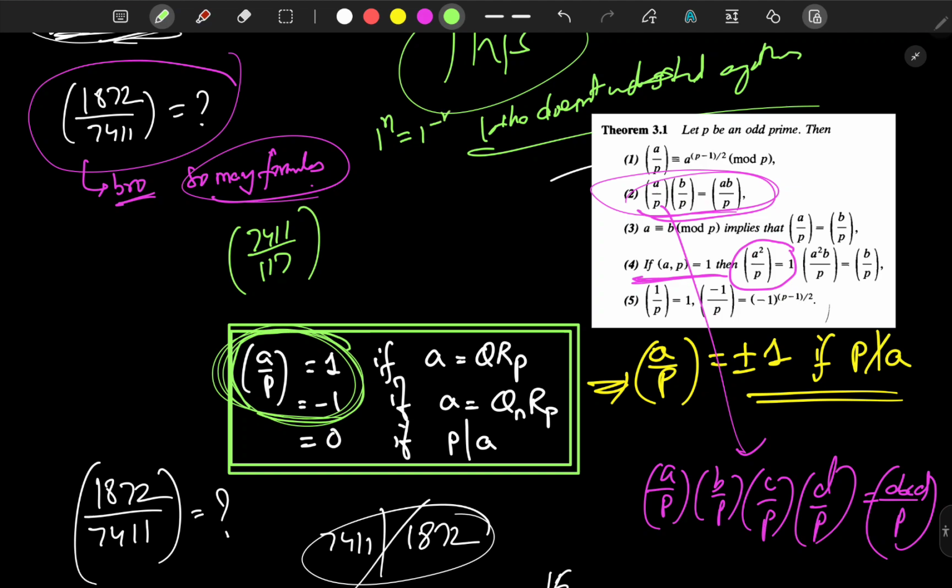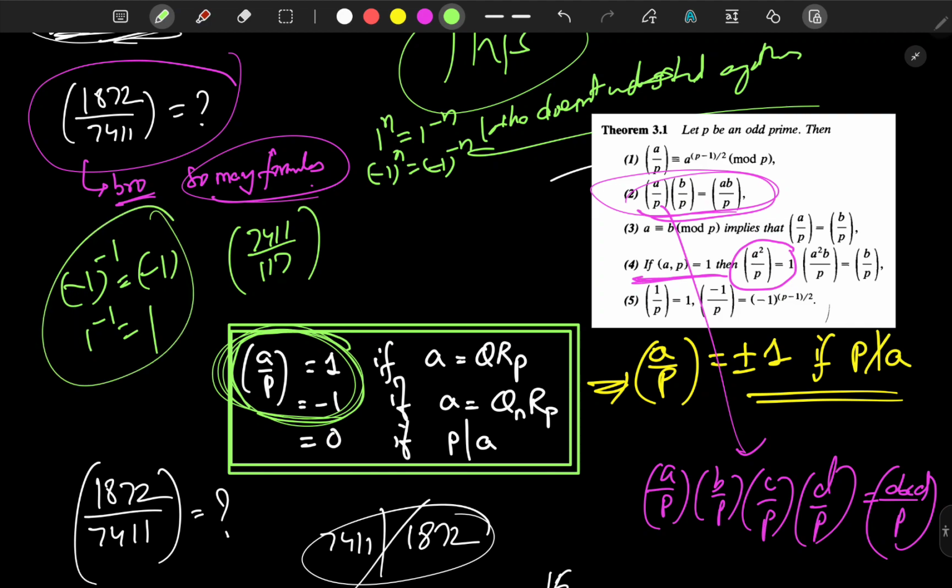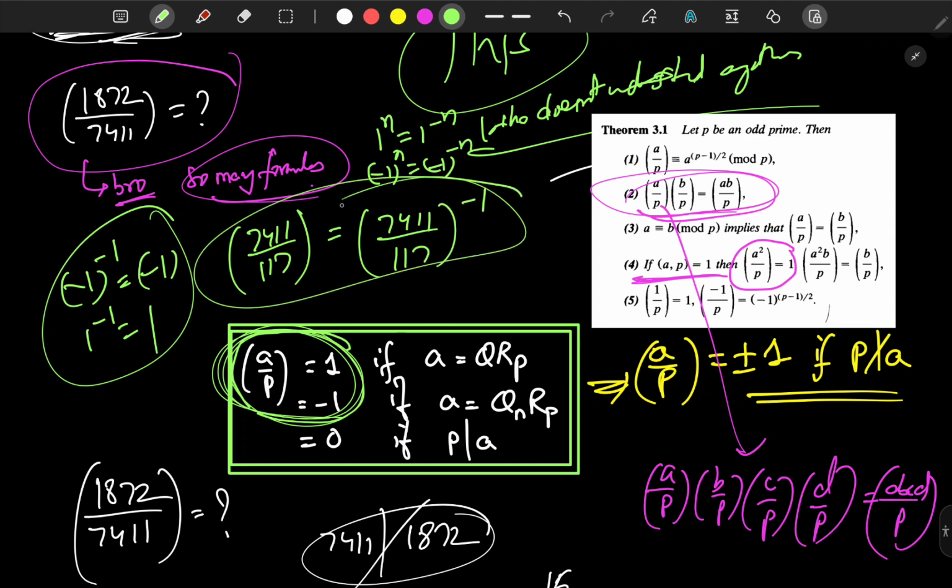So we know that minus 1 whole power n equals minus 1 whole power minus n. What I mean to say is, minus 1 whole square is equal to minus 1 inverse, which equals 1. You got what I mean to say. So here also this value may be 1 or minus 1, and we will decide. So I can write this like this: 7411 by 117, minus 1.